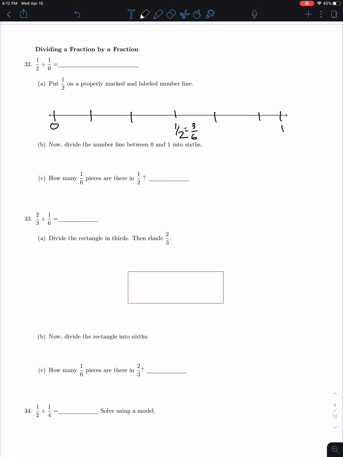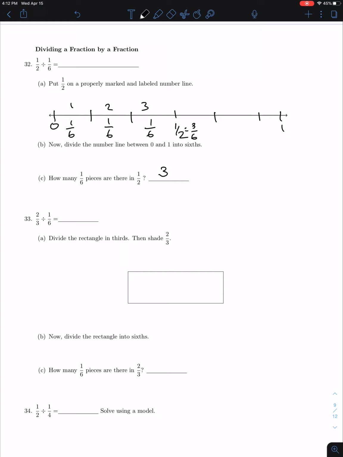So how many 1/6 pieces are there in 1/2? So I've got a 1/6 chunk there, a 1/6 chunk there, and a 1/6 chunk there. So I've got 3 1/6 chunks total. So 1/2 divided by 1/6 would give me 3 in that case. All right, sorry to mess you guys up.